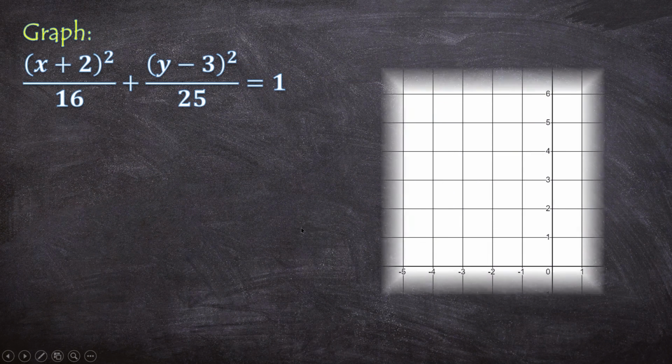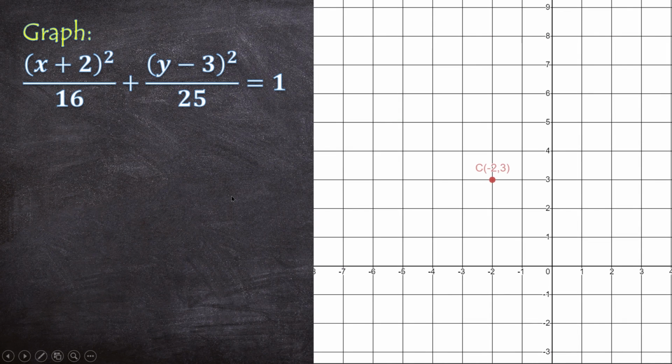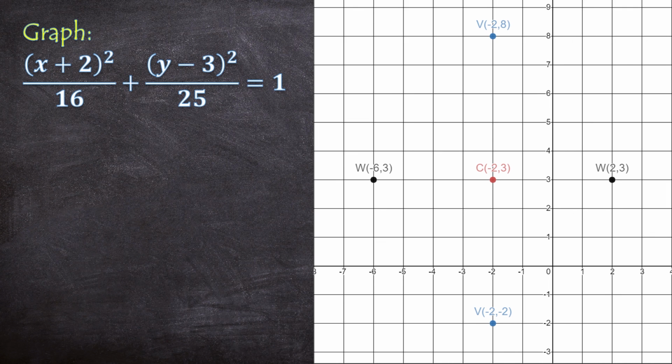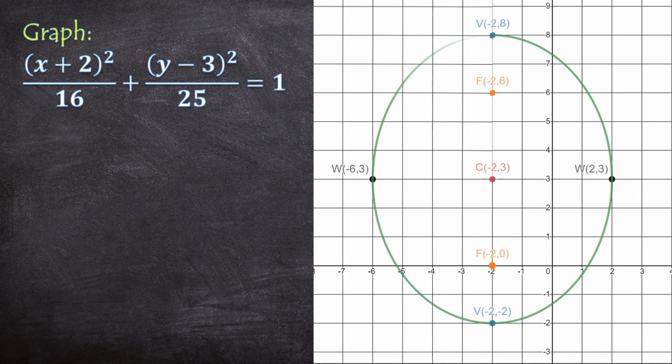Okay, so let's have the graph. So first, locate the center, and then our vertices and our co-vertices, and we also have our foci. And then connect the points, vertex to the co-vertex to vertex and the co-vertex, and then go back to the vertex.